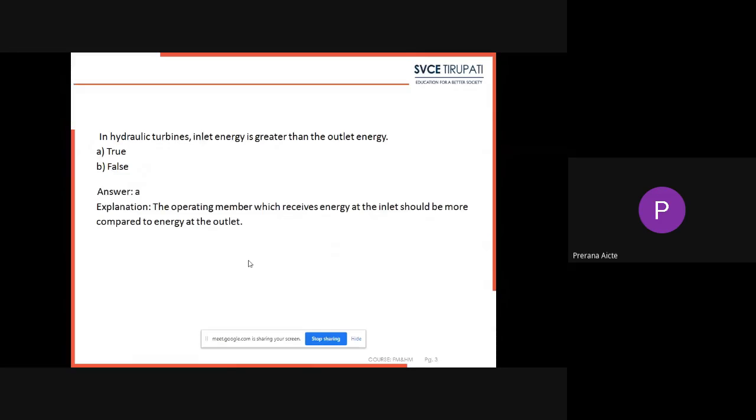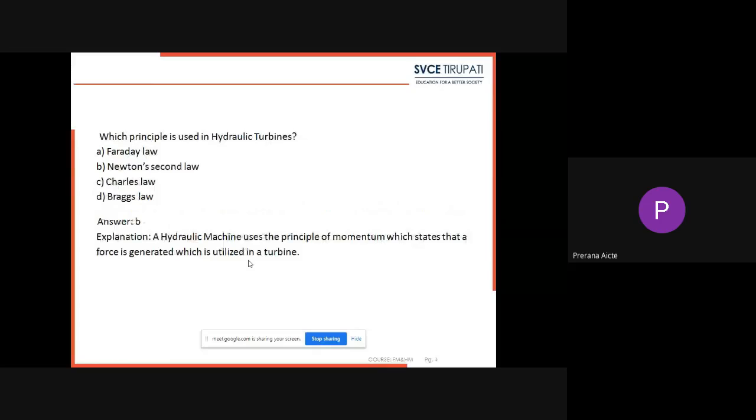Next one, which principle is used in hydraulic turbines? Newton's second law of motion is used for hydraulic turbines. So a hydraulic machine uses the principle of momentum. It states that a force is generated which is utilized in a turbine. Hence, the principle used is Newton's second law of motion.